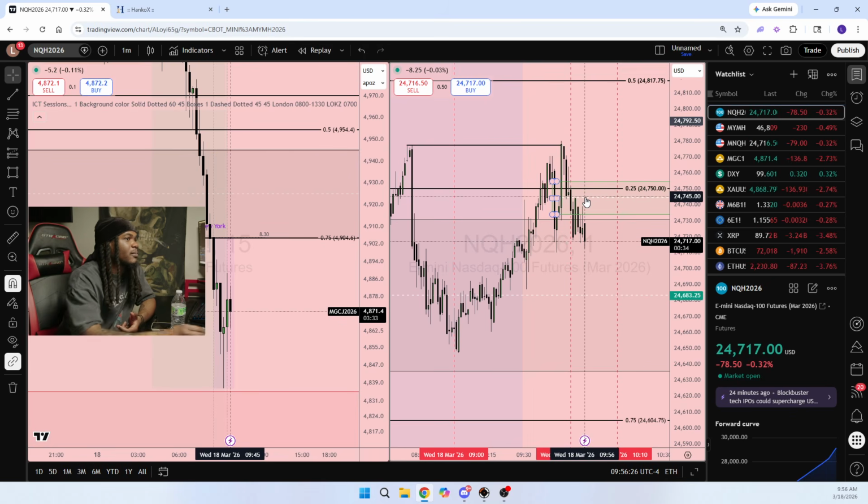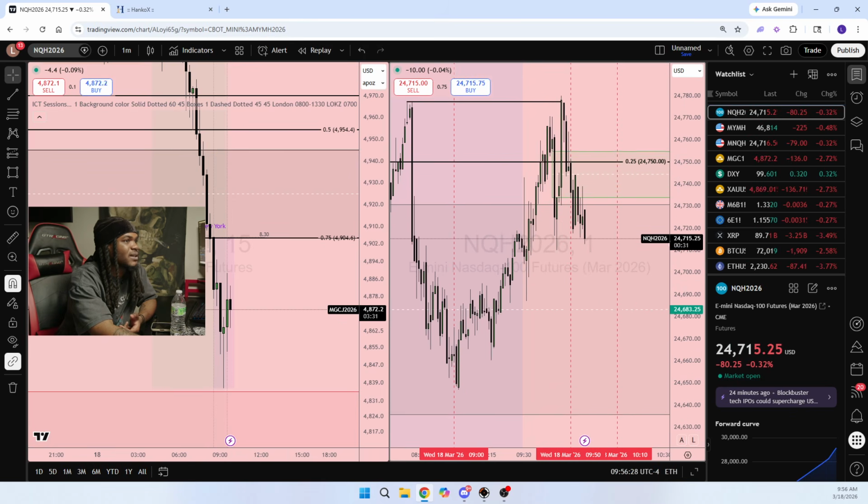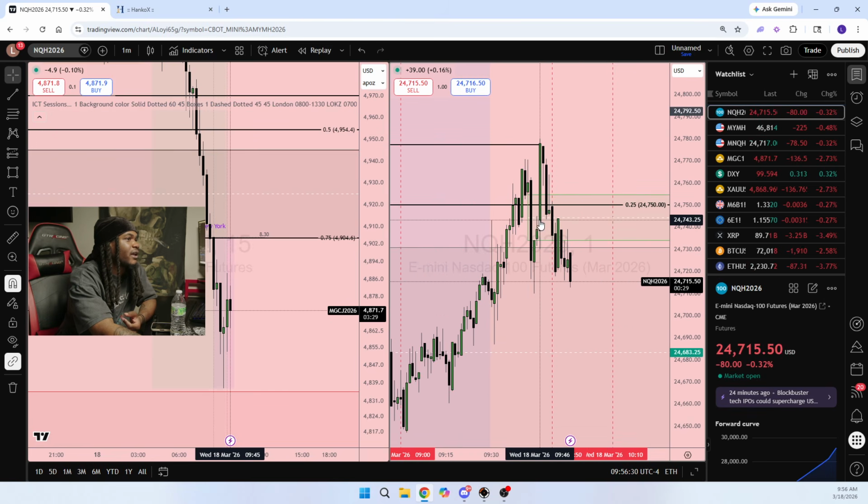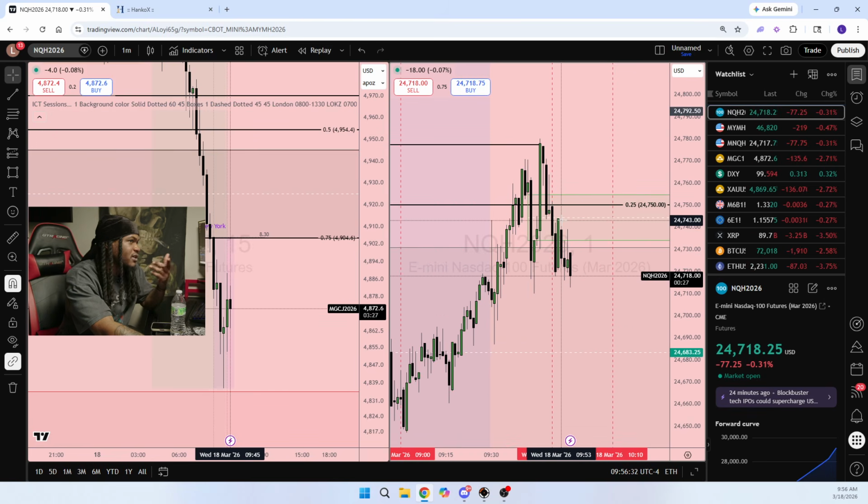So if they come on the bottom half of this gap, sometimes you just gotta take a chance. If you're thinking they're gonna go higher, take the chance on that entry, right? You might miss out overthinking it.